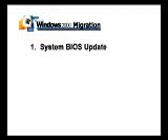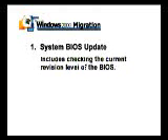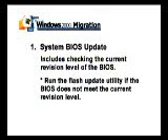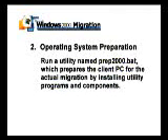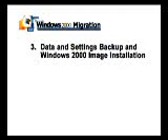The first phase is the System BIOS update. This includes checking the current revision level of the BIOS. You will run the Flash Update utility if the BIOS does not meet the current revision level. The second phase is the operating system preparation. You will run a utility named prep2000.bat, which prepares the client PC for the actual migration by installing various utility programs and components.